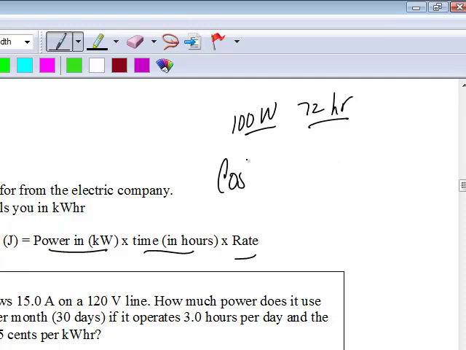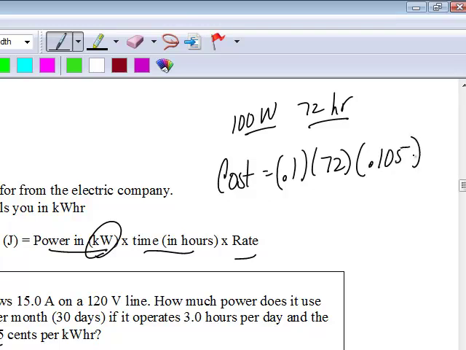So the cost is going to be the power. The power is 100 watts. Divide that by 1,000 because we need to be in kilowatts. So that's going to be 0.1, times our time, 72 hours. And the rate, we'll go ahead and use this rate. That's a little cheap. It's a little bit more expensive now, but $0.015 per kilowatt hour.